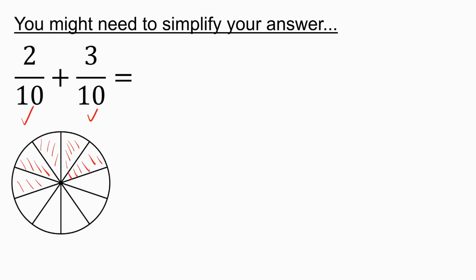So the answer needs to be a half, but when we work it out, it's 5/10. We then need to simplify by dividing the numerator and denominator by the common factor of 5. This will give me an answer of 1/2.